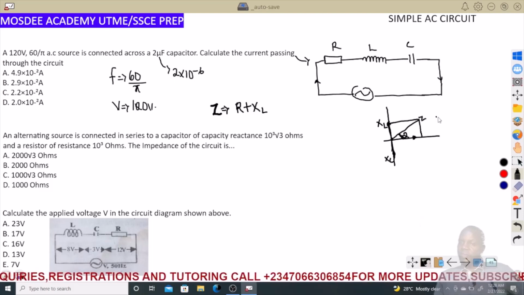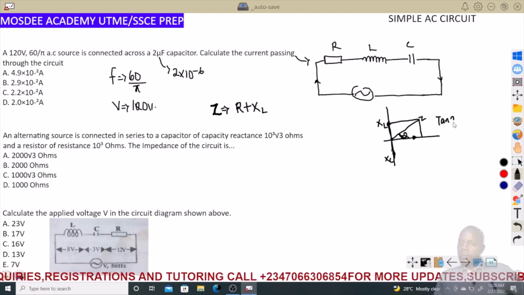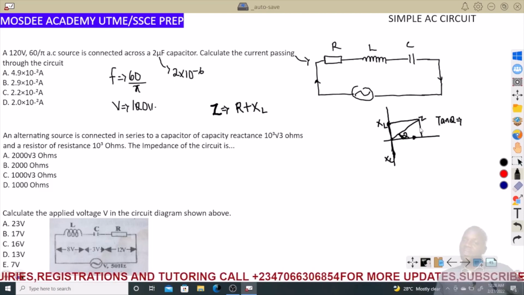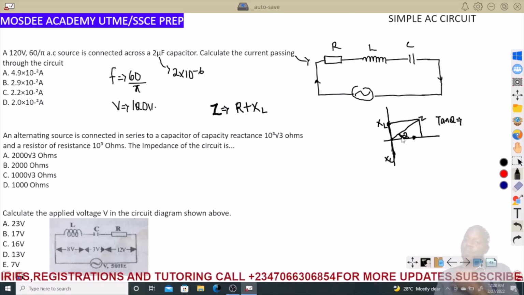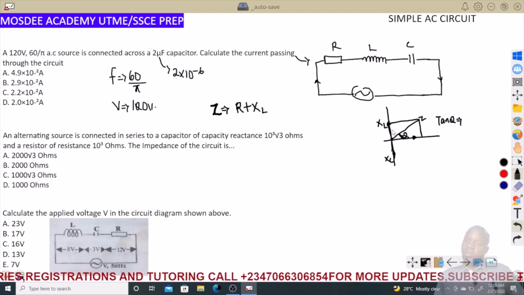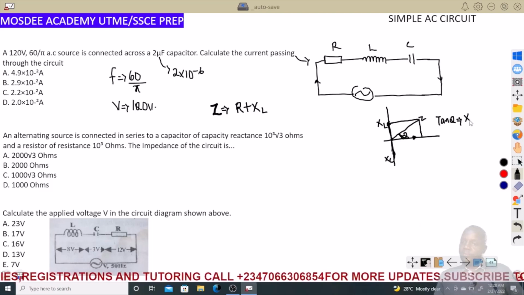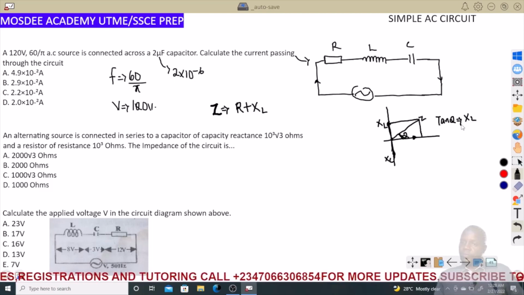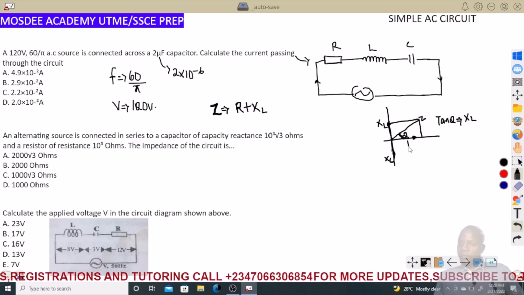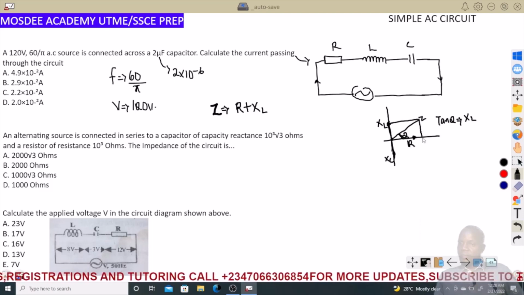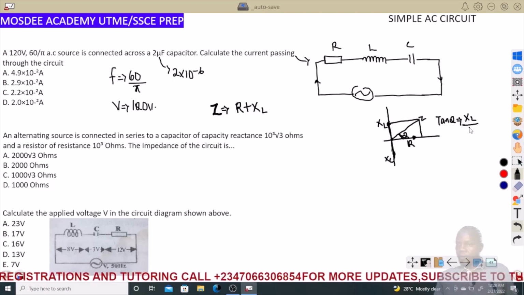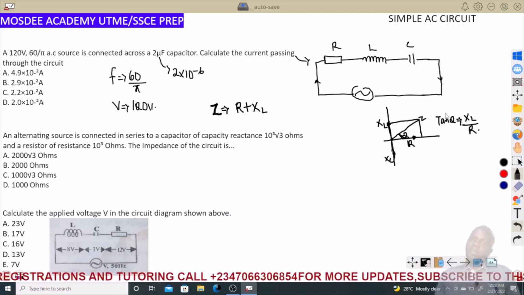You can say tan alpha is now equal to, say tan theta, mostly it is theta, because when I get to what we call power factor, I'll use alpha. Now tan alpha, no problem, is now XL. And see, this is opposite over, this is the resistance, this is the XL. So XL over R. So this is the interpretation we give to that.